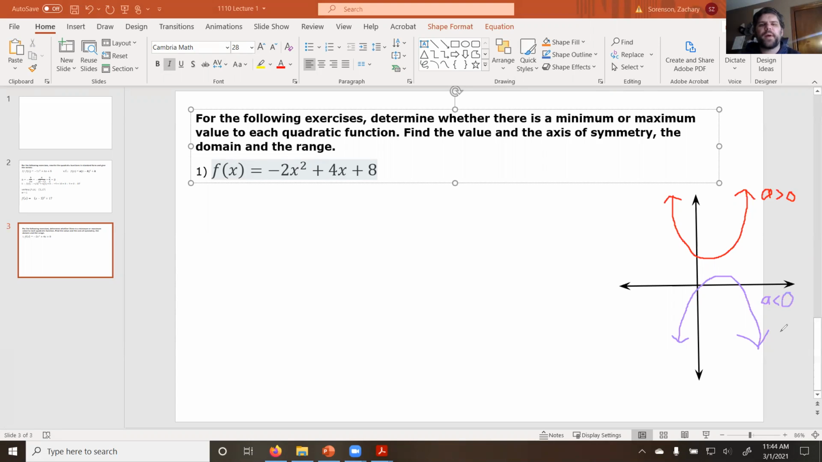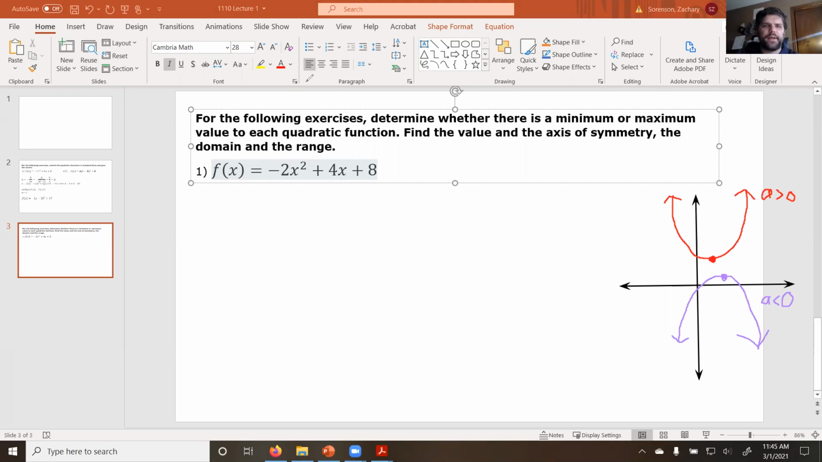Now, if I'm thinking about maximum or minimum, visually it's not too terrible. If I have an a greater than 0 graph, my minimum is right here, which, as we might know at this point, is the vertex. So vertex form is great because if a is greater than 0, I can tell you the minimum point on my graph. And if a is less than 0, I can find the maximum point on my graph. It's right there. It's the vertex again.